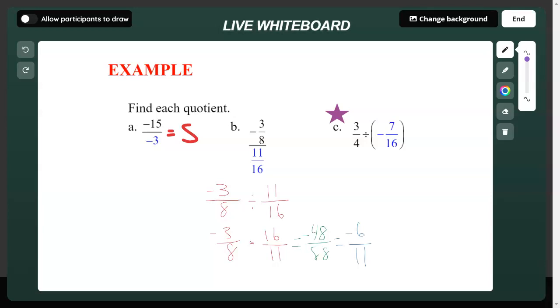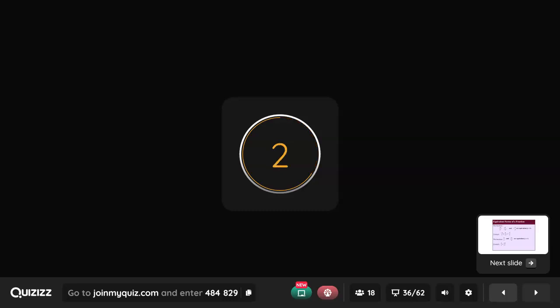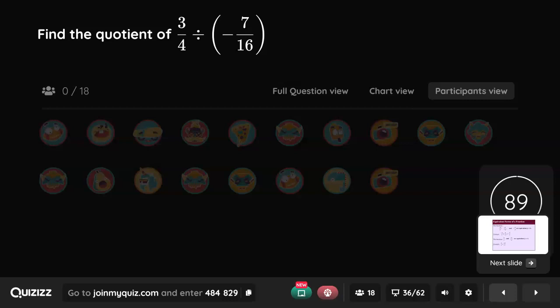Questions, comments, concerns, queries? But the reason I like this is because you're not always going to have a common denominator. It's not always going to be that pretty. Otherwise, your fraction could be upside down. If you flip the first one, it's going to be upside down. All right. Give me the quotient of 3/4 and negative 7/16.